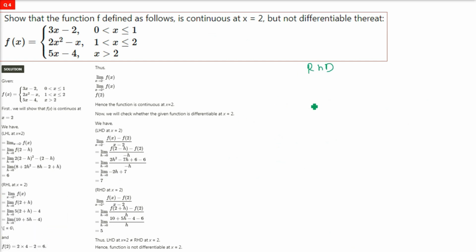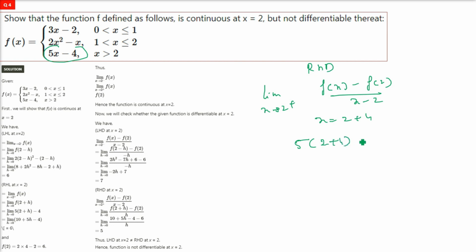Now same thing we are going to do for the right hand derivative. So limit x tends to 2 plus, that is, you have to write x equals 2 plus h. f(x) minus f(2) divided by x minus 2, same thing. So x equals 2 plus h. Now you have to use the function 5x minus 4. So 5 into (2 plus h) minus 4 minus 6. Same thing here, just open this. 5 2s are 10, plus 5h, minus 4 minus 6. So minus 4 minus 6 is negative 10.